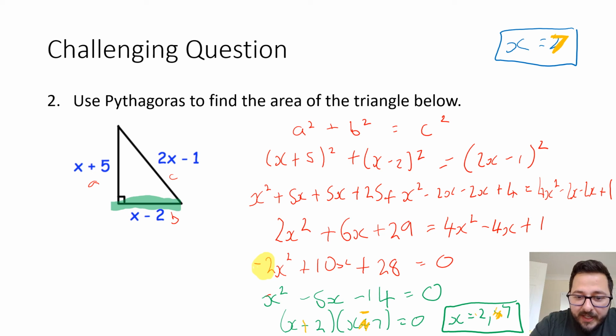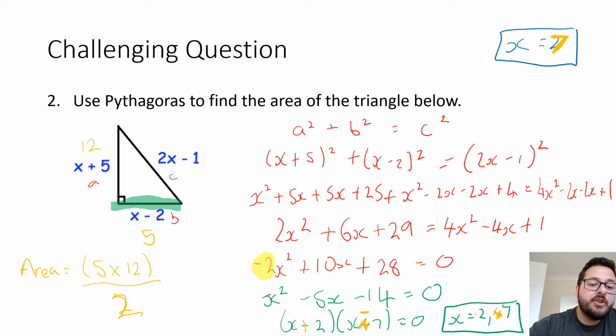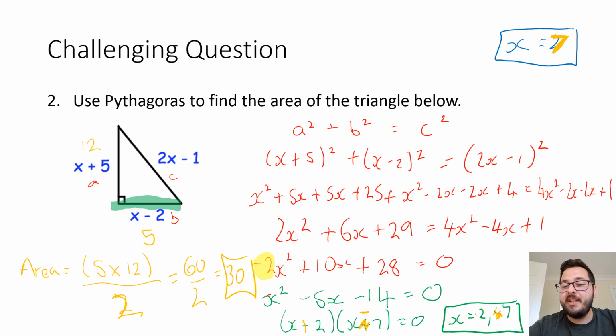Okay, so we can now fill in these things. So this is going to be 7 minus 2, which is 5, and the height is going to be 7 plus 5, which is 12. So the area is going to be, well, for a triangle, it's base times height divided by 2. 5 times 12 is 60, and 60 divided by 2 is 30. So the area is 30 units squared.